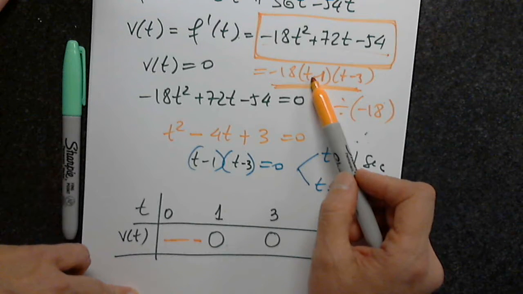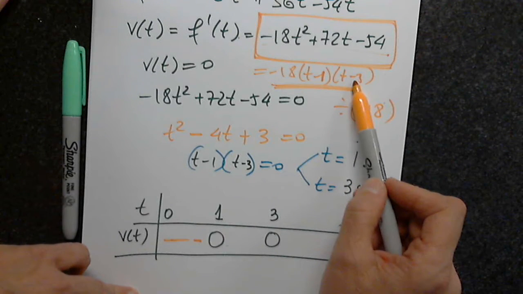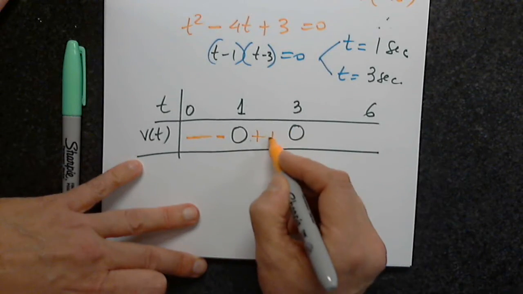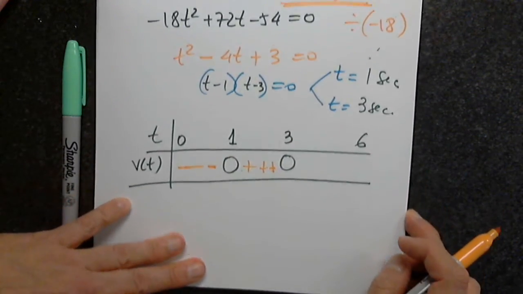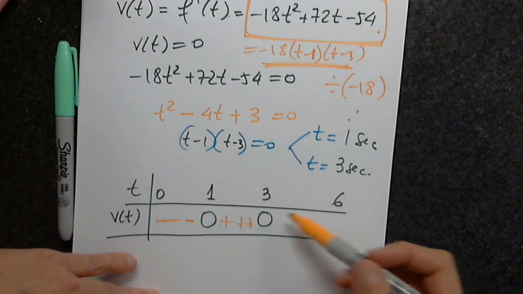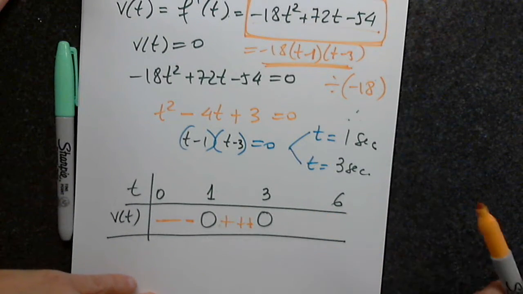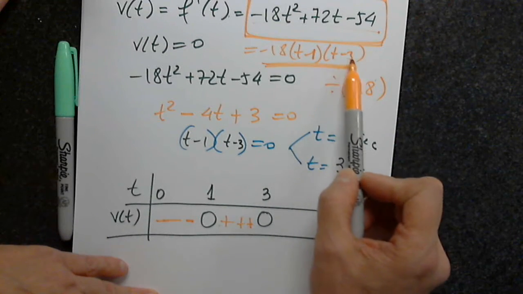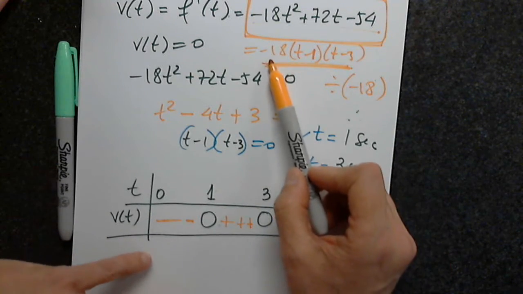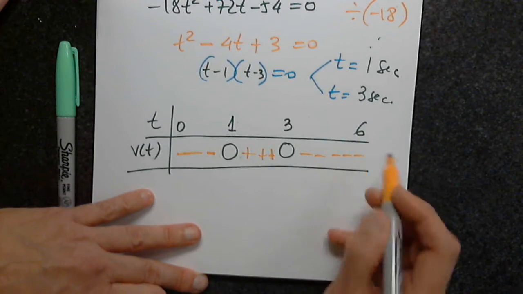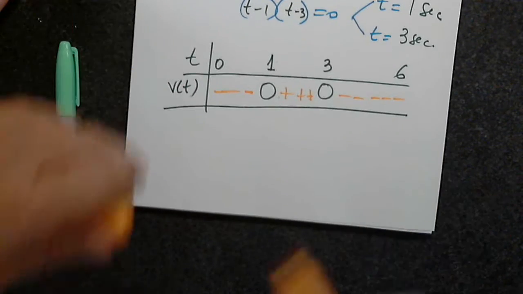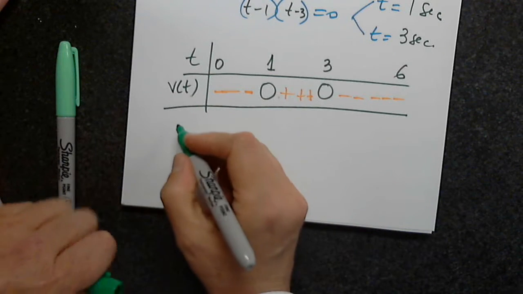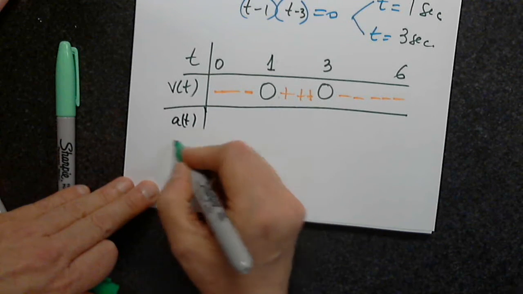So 2 minus 1 is positive. 2 minus 3 is negative, but with negative in front, this is positive. And then between 3 and 6, you can plug in any number you want, like 6. 6 minus 1 positive, 6 minus 3 positive, but there is a minus in front, so that's negative. So I'm getting it ready for the next page, where I'm going to add the acceleration in a minute.